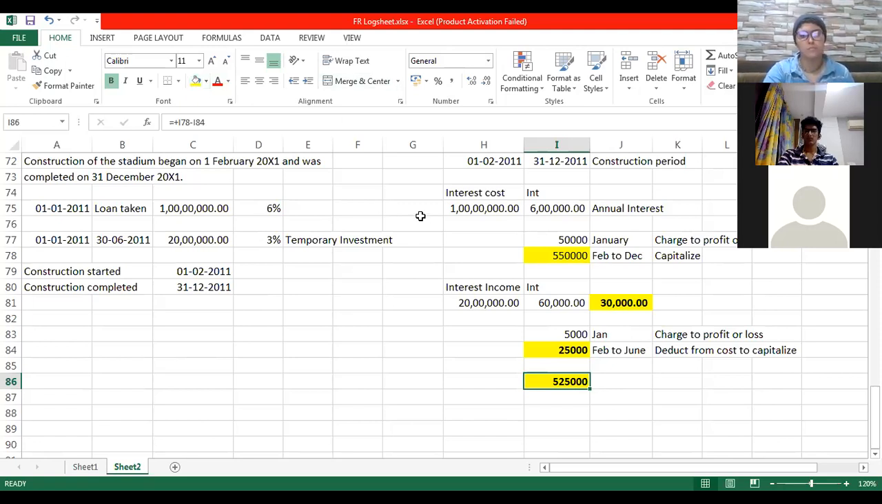ठीक है, so देखो ये जो period है February to December, ये पूरा हमारा interest जो है वो हम capitalize करेंगे. लेकिन ये जो capitalization period है, उसमें February से लेके June तक हमने उसपे interest income भी earn किया है. तो जो interest income हमने earn किया है, वो हम ये cost से minus कर देंगे, net cost ही हम सिर्फ capitalize करेंगे.